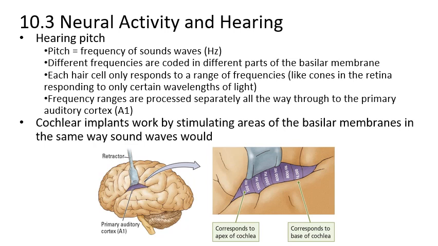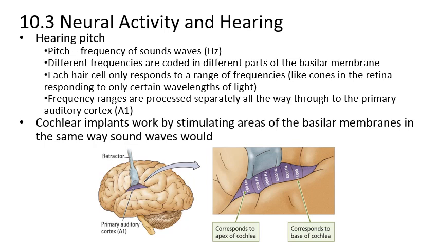If you remember from the visual system, some cones only respond to red light or green light. They have specializations. Similarly, the sensory receptor cells of the auditory system, hair cells, only respond to a certain range of frequencies. And these frequency ranges are processed separately all the way through the hindbrain and the midbrain, the thalamus, and to the auditory cortex. There are still separate areas of the primary auditory cortex for processing different hertz values, and they're kind of in order too.